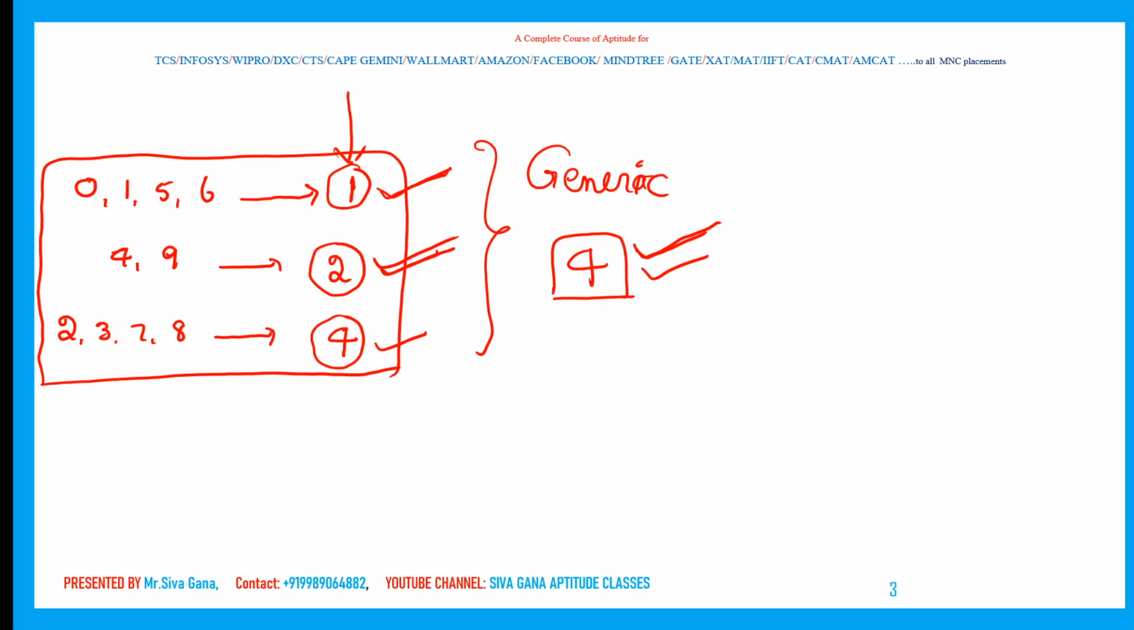It means the unit digit is repeated for every 4 powers for any digit. That is the reason why the generic cyclicity of any digit is 4. After 4 powers, the unit digit must repeat. Now, based on this, I am going to give one beautiful conclusion.